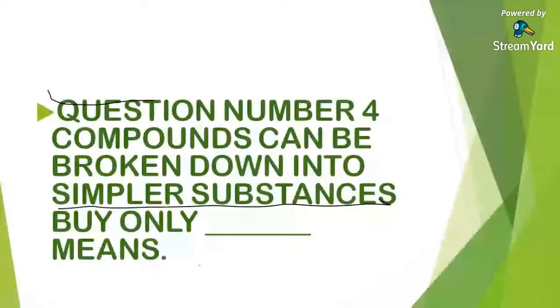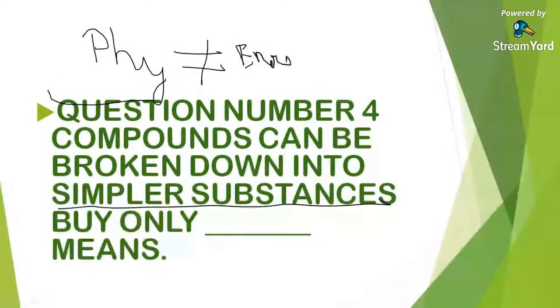Physical means what? Physical means when there is no exchange of energy. Clear? Then this is called physical change. Physical means no exchange of energy takes place. Neither energy gets absorbed, nor energy gets liberated. And chemical means there is exchange of energy.